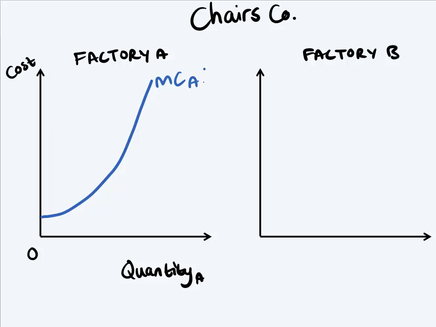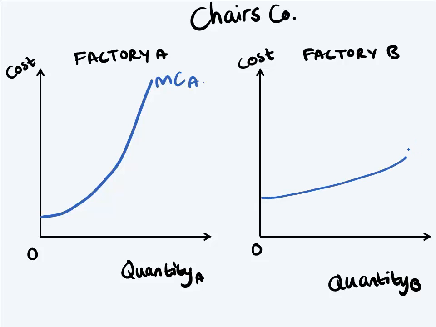On the other side is Factory B. Now Factory B you purchased, let's say, very recently. So the technology is brand new. And this allows you to initially maybe pay a bit more to produce, but then the curve doesn't really increase that much. So it's a very flat curve.